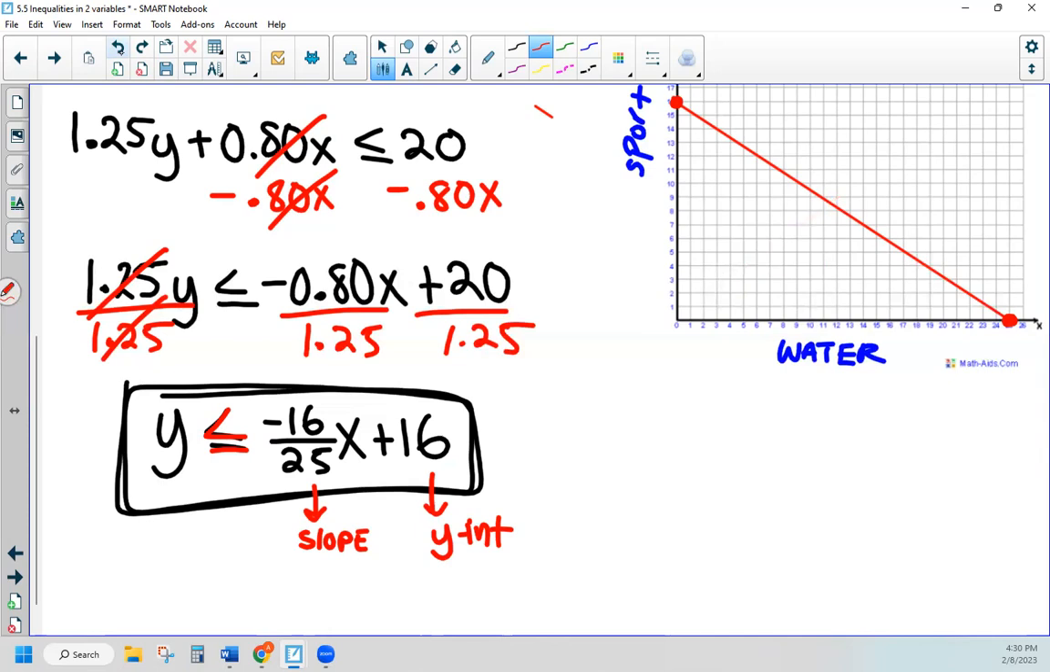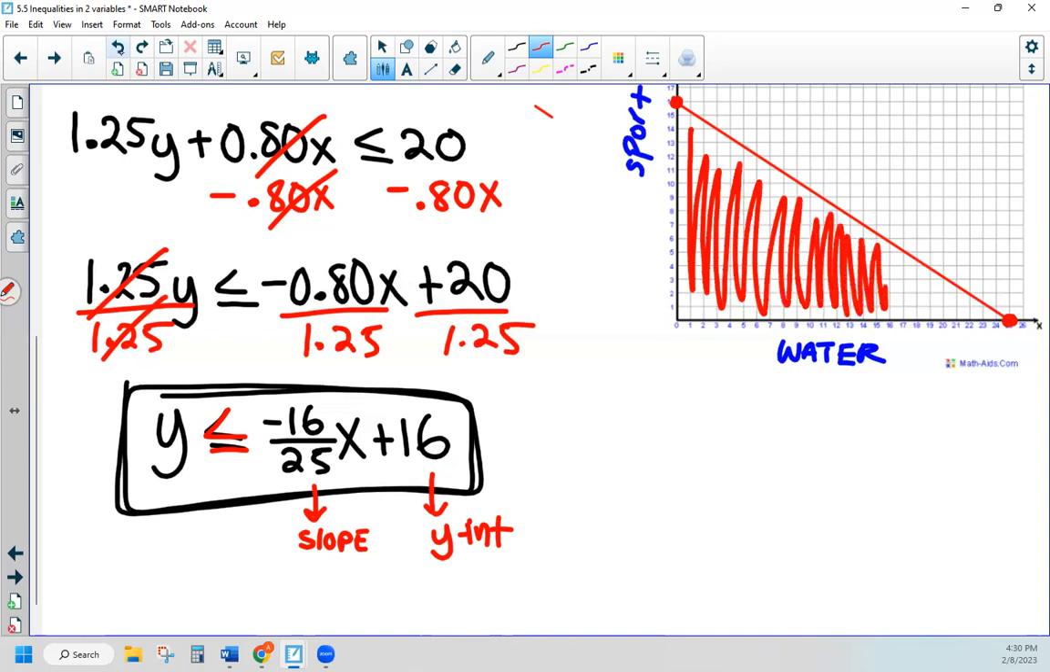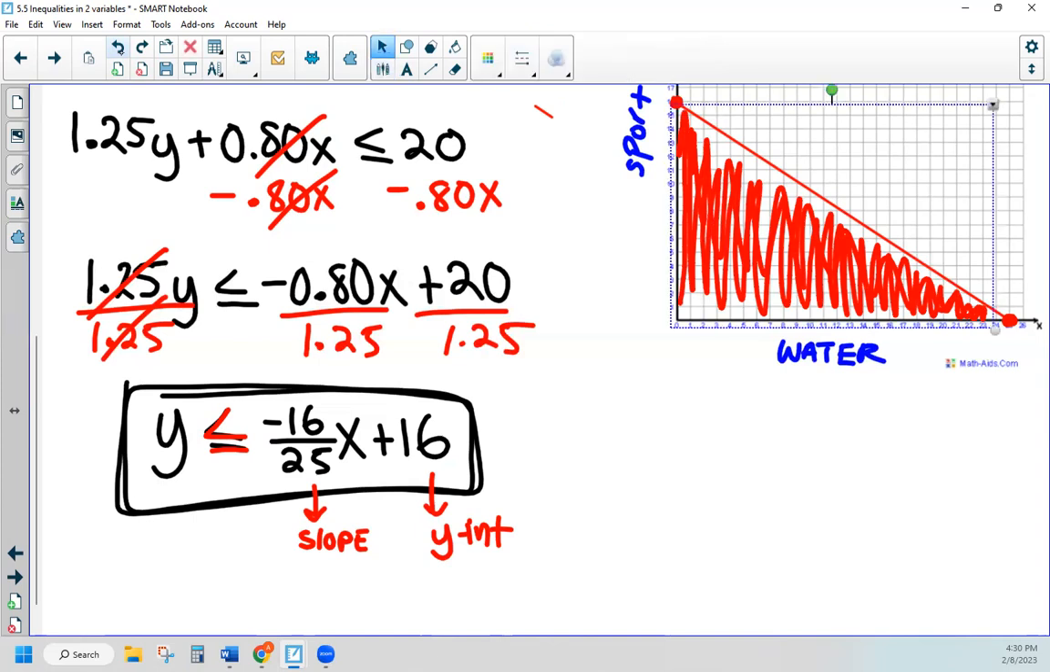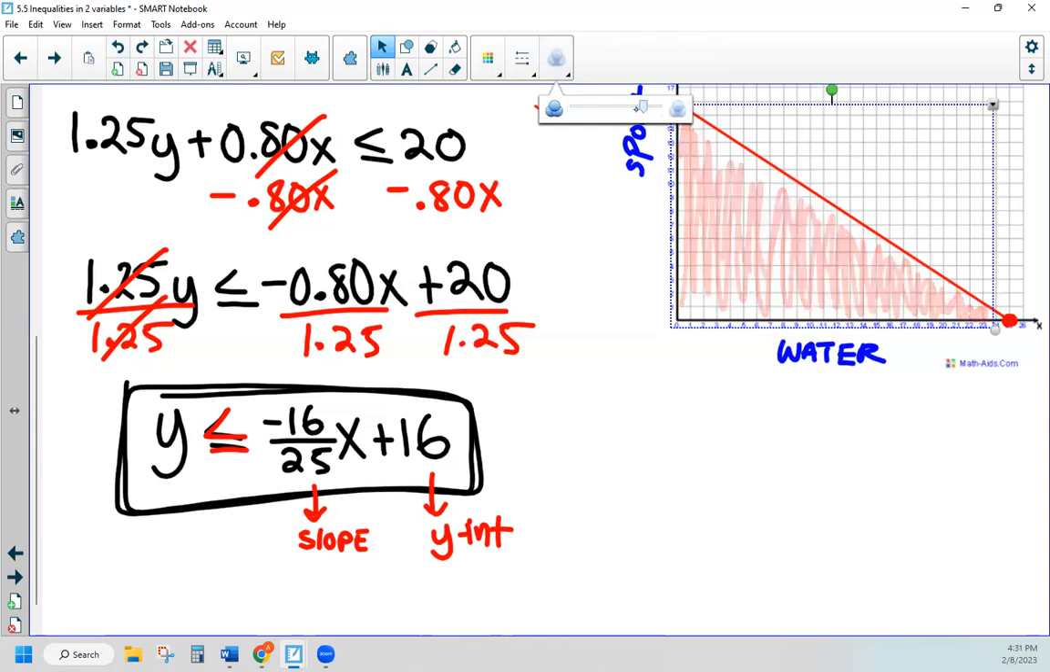All right, so let's go ahead and finalize that idea. Shading happens in the bottom. My solution set lies everywhere under this line. Not only does it lie under the line, but it is also the line. Remember, since the line is solid, anything that's on the line will also be part of my solution.